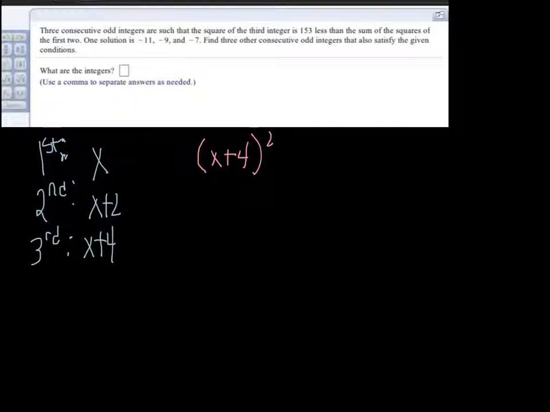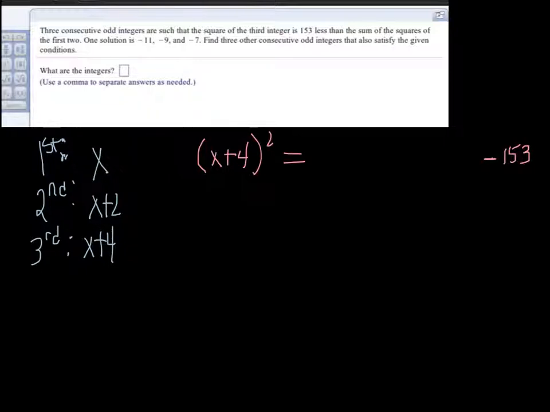So what about the square of the third integer? The square of the third integer is, and that beautiful word "is" means equals, 153 less than. So that means minus 153 is actually going to go in the back, because it's going to be less than this number. It's going to be smaller by 153. 153 less than what? Less than the sum.